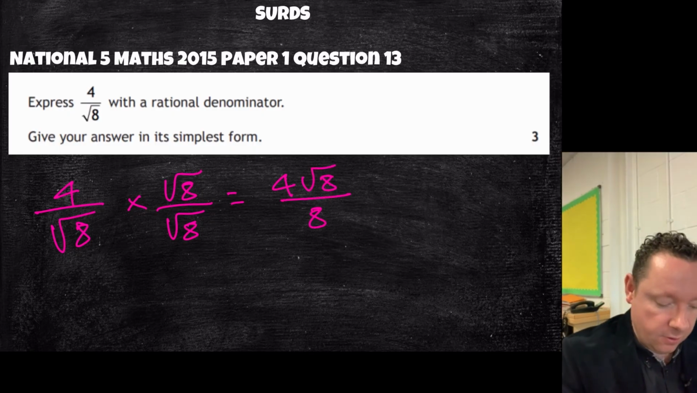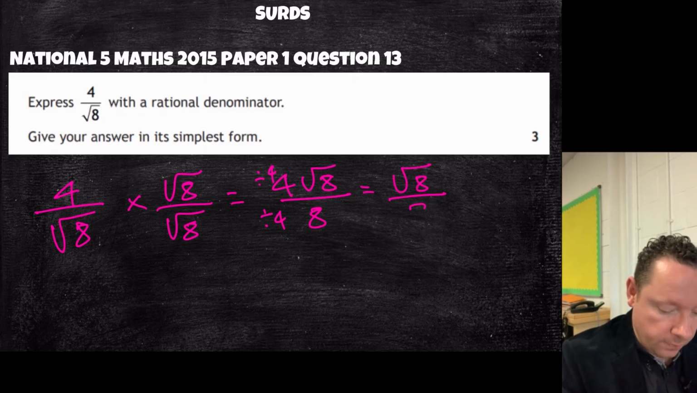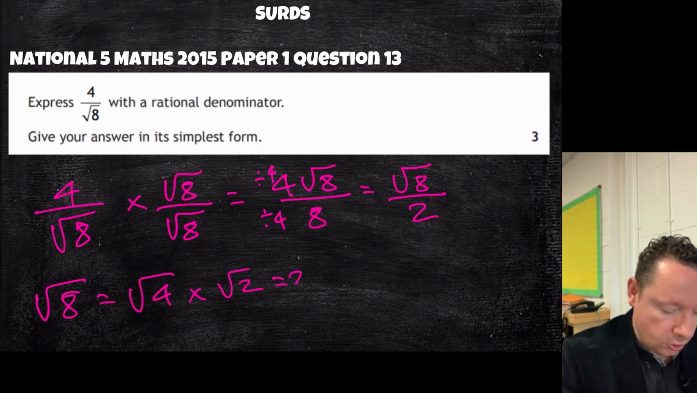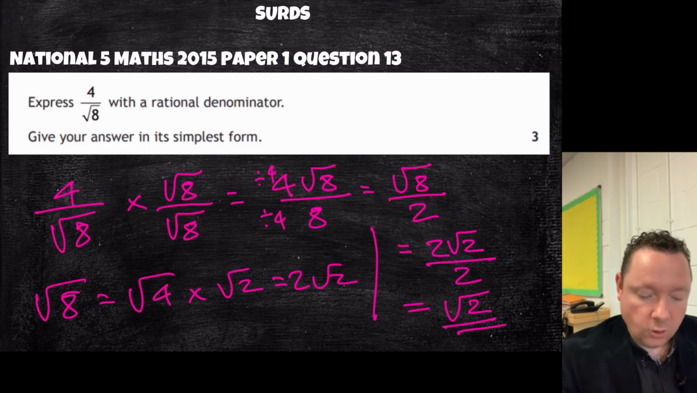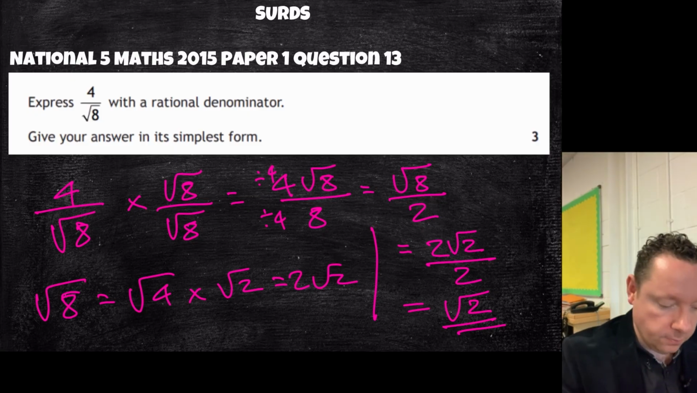I can immediately see I can simplify the 4 and the 8 because I can divide by 4 and divide by 4 to get 1 root 8 over 2. And now I just need to check, is root 8 simplified? Well, root 8 is equal to root 4 times root 2, which is 2 root 2. So that means our answer here becomes 2 root 2 over 2. The 2's can be cancelled, 2 divided by 2 is 1, so that's 1 root 2 over 1, which is root 2.